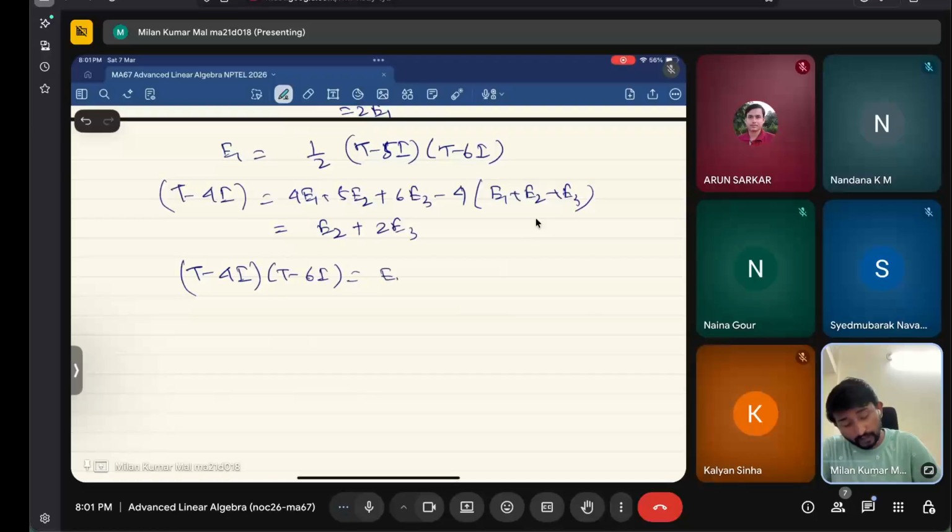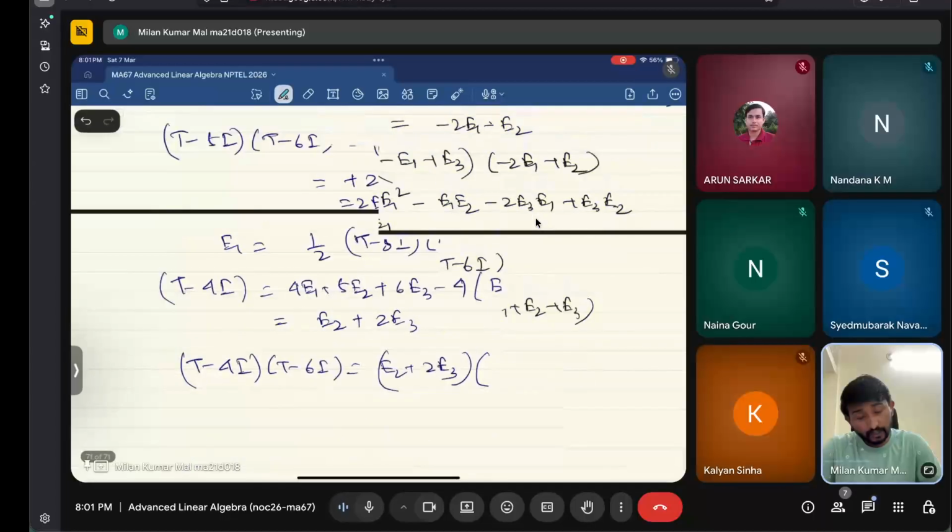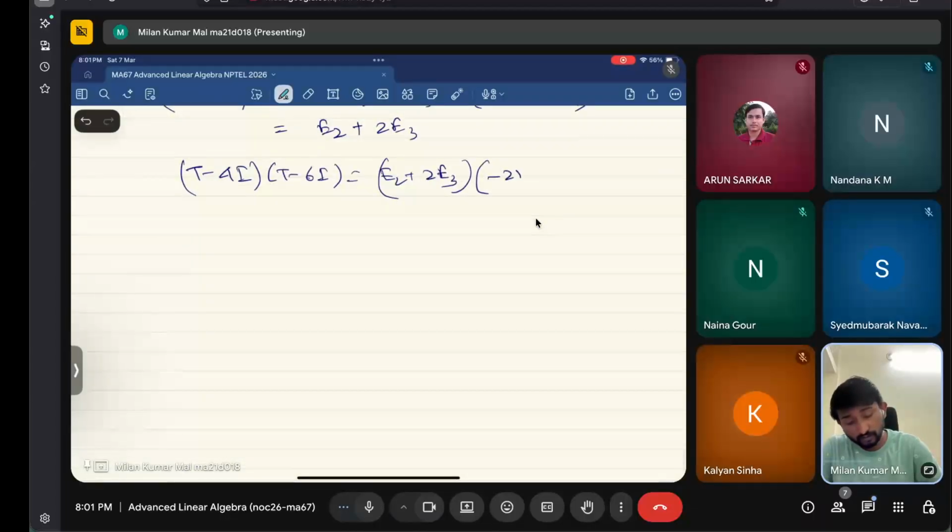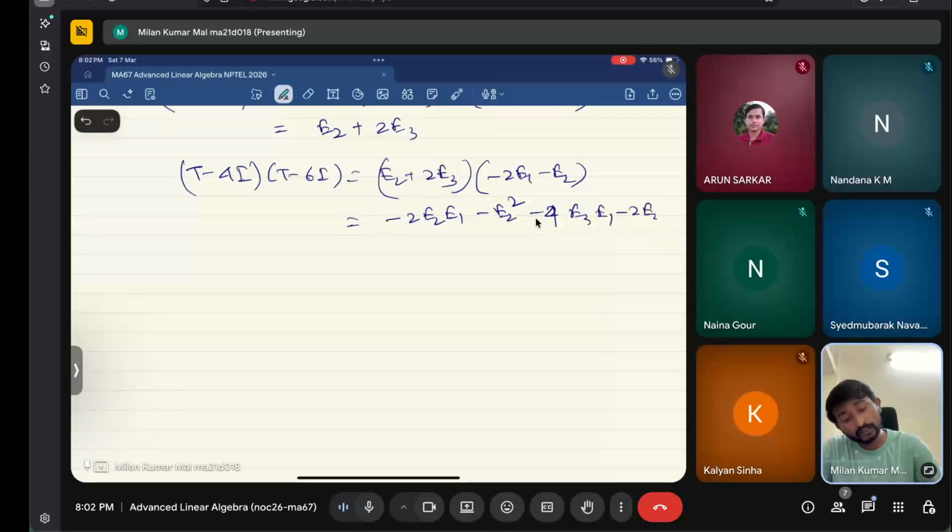So this will be (e2 + 2e3) into (T minus 6i), which is minus 2e1 minus e2. So this will be minus 2 e2 e1, which will be 0 because EiEj is equal to 0 if i not equal to j, minus e2 squared, which is e2 itself, and minus 2 e3 e1, which is 0. That is equal to minus e2. So basically what we got, e2 is equal to minus (T minus 4i)(T minus 6i).